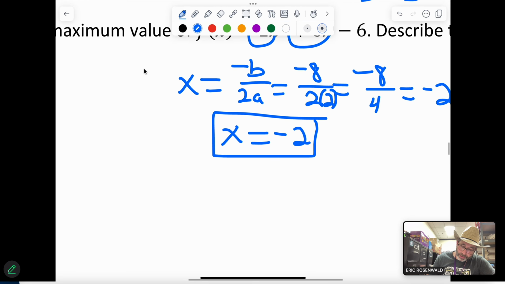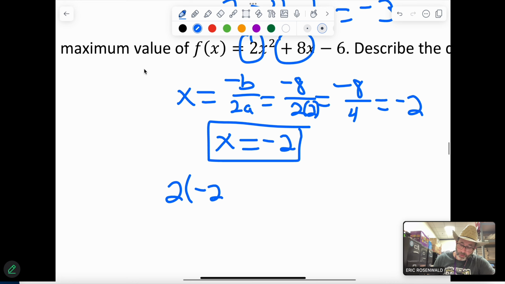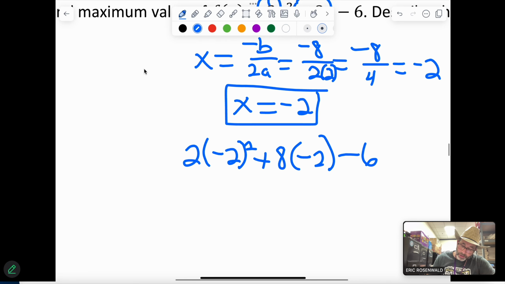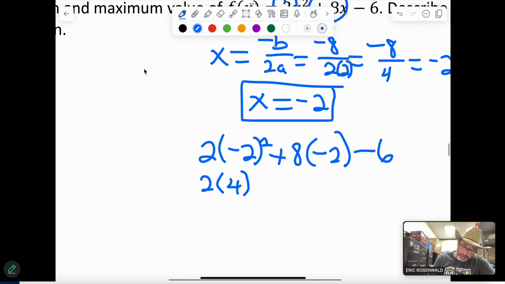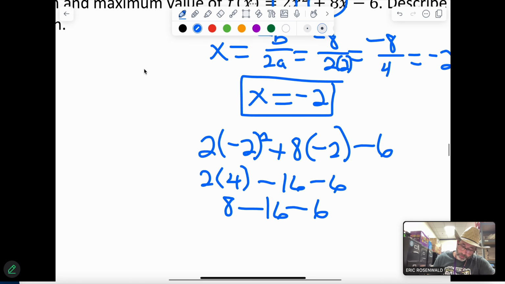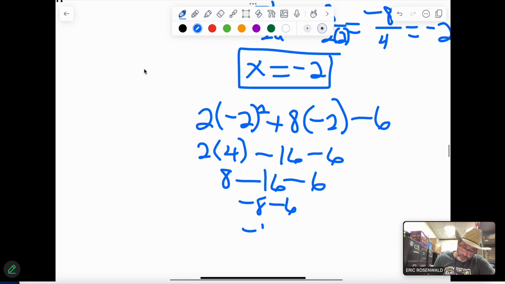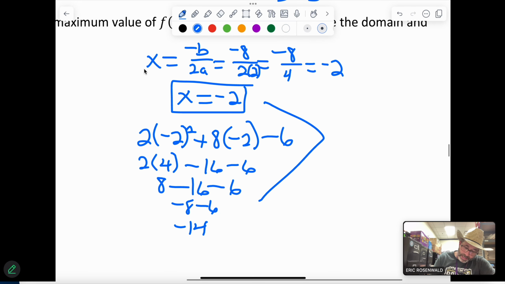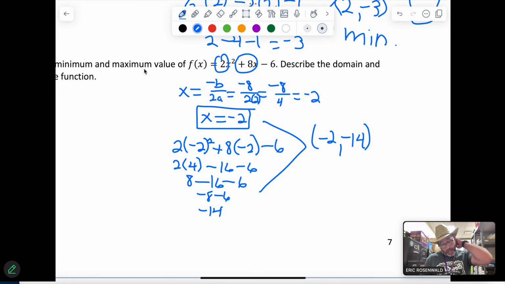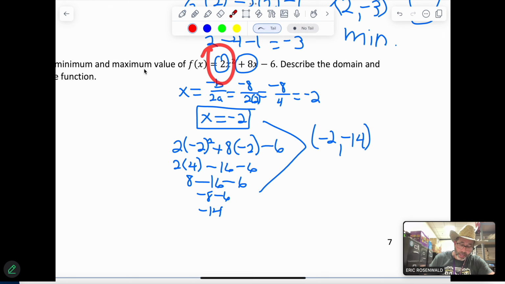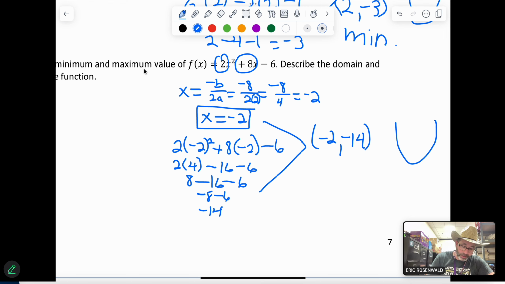My vertex then is going to be 2 times negative 2 squared plus 8 times negative 2 minus 6. So that means we have 2 times 4 minus 16 minus 6, which means we have 8 minus 16 minus 6. So we have negative 8 minus 6, which is negative 14. So we have a vertex at negative 2, negative 14. Okay? And then when we look at this, we're going to go ahead and say that this is a minimum as well, because that a value is positive here. That means we're going to have a curve that's going to look like this, which makes it a minimum. Okay, so this is a min.